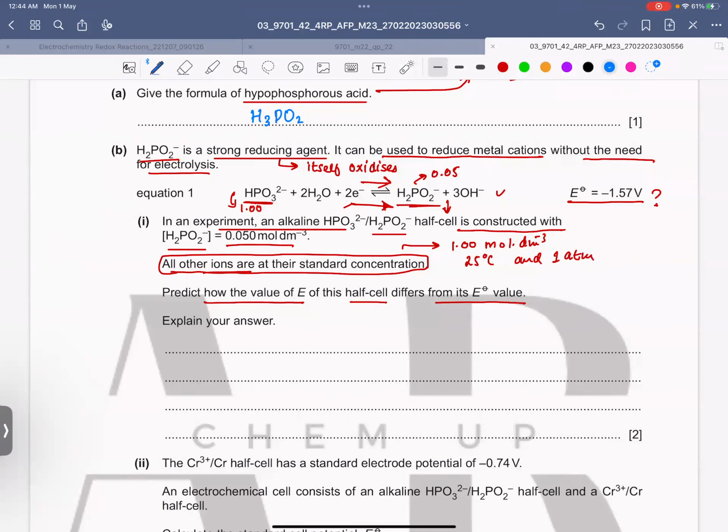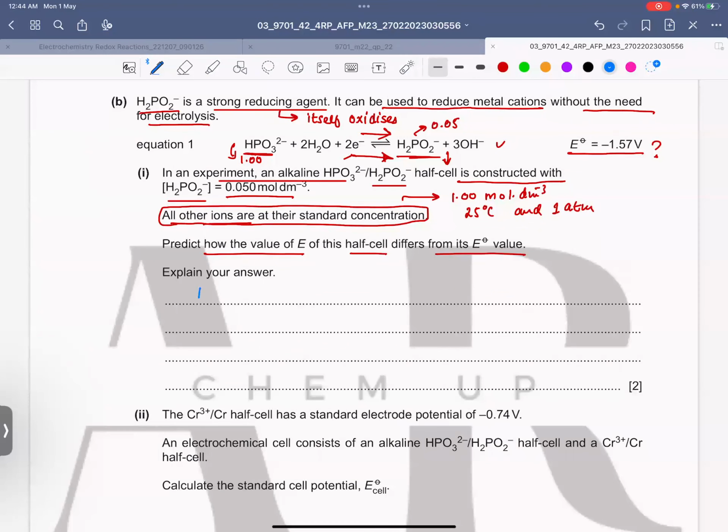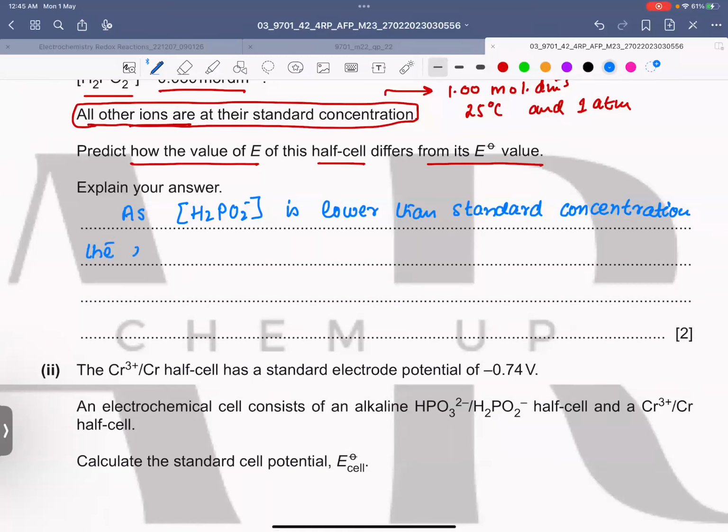Okay, so we can state over here that as the concentration of H2PO2 negative is lower than standard concentration, the equilibrium shifts to the right.